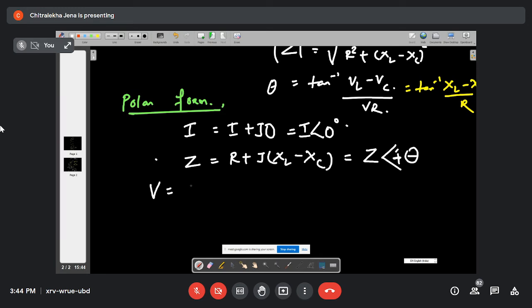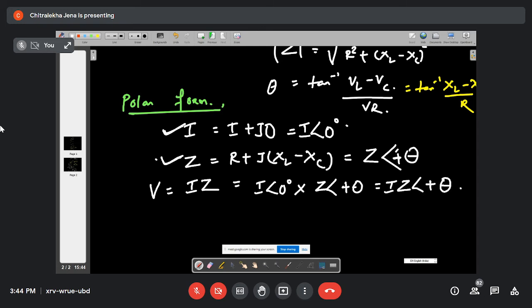So V is equal to how much? V is equal to I into Z. Suppose in the question this I is known to you and Z is known to you, so voltage is equal to I into Z. I at an angle 0 degree multiplied with Z at angle plus theta gives IZ at an angle plus theta. So from here you can know that V is leading the current by an angle of theta degree.